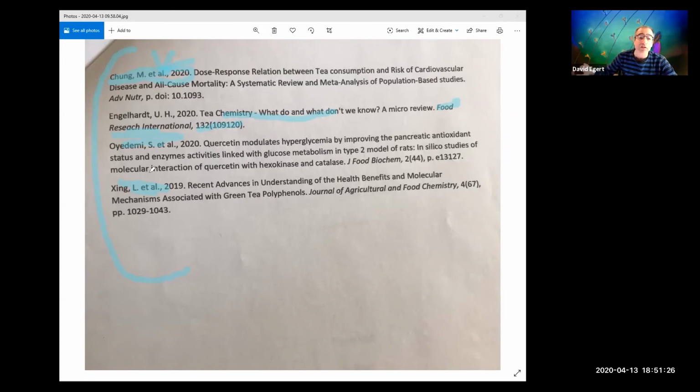Again, I showed you how you could go into Google Scholar and it will actually help you generate what this should look like. Also, in the appendix of your lab manual, I have a section about using Harvard referencing.